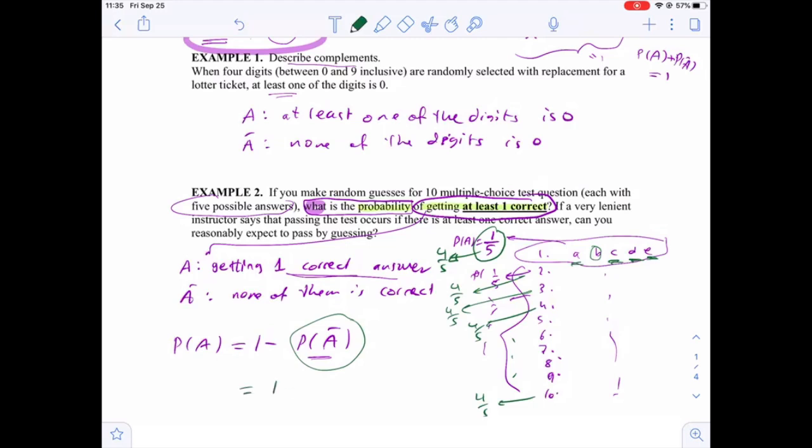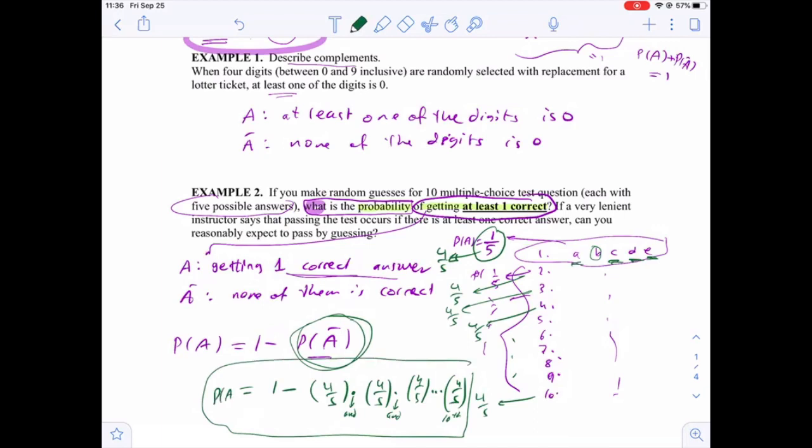So here, 1 minus, what is the probability of A complement? That means the first one is not correct. The probability here is 4/5. And means multiplication. The second one is not correct. And the third one is not correct. Up to the 10th one is not correct. So this is the probability of getting none correct, and 1 minus none of them is correct.